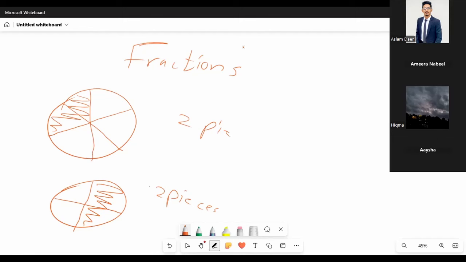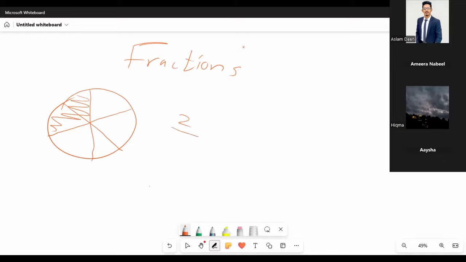So when you're representing something out of one whole, we can use fractions. Then it would make more sense. What I can do is represent this like this: you're going to take two pieces out of 6. This is actually a fraction representing something out of one whole.